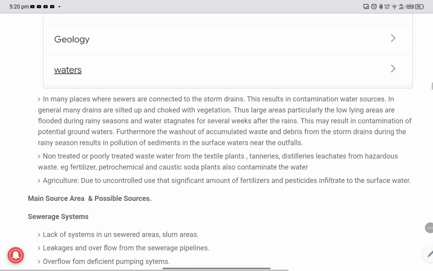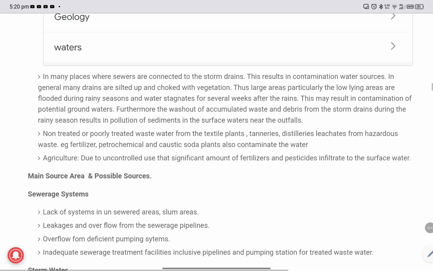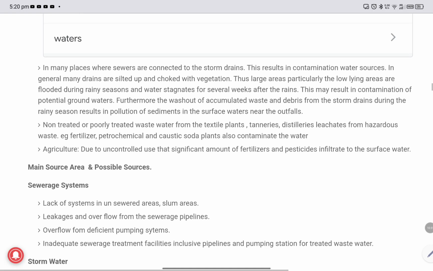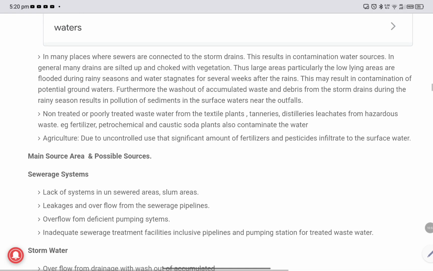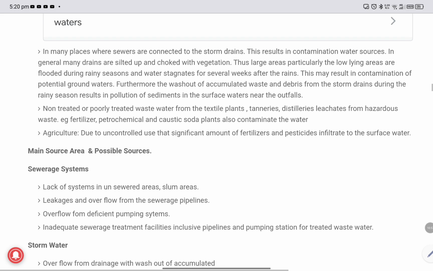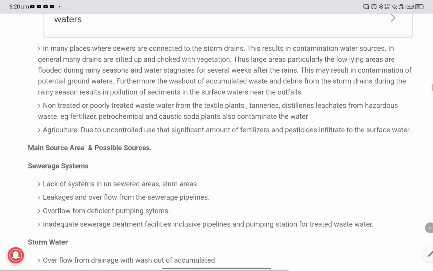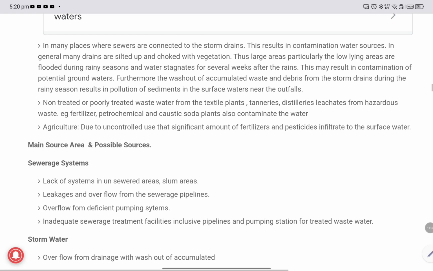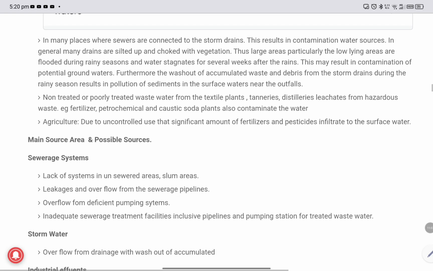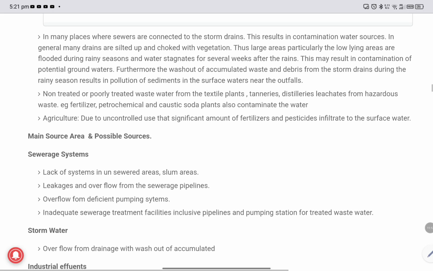In many places where sewers are connected to the storm drain, they result in contaminated water source. In general, many drains are silted up and choked with vegetation. Thus, large areas, particularly the low-lying areas, are flooded during rainy season and water stagnates for several weeks after the rain. This may result in contamination of potential groundwater.